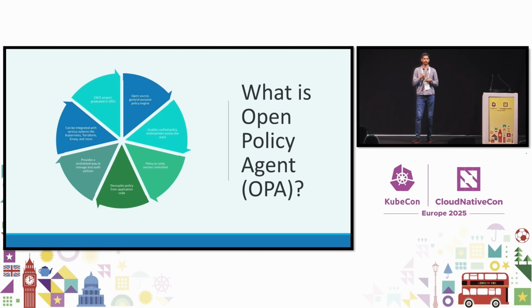OPA is a CNCF graduated project since 2021, so it's already been 4 years. It's a policy engine, so you can write policies for Kubernetes, Terraform, Envoy, and much more. You can use the same policies to control multiple environments, and they can be version controlled. You don't have to add the logic in your application; the policies take care of the decision-making, deciding what you can do once it evaluates the policy.